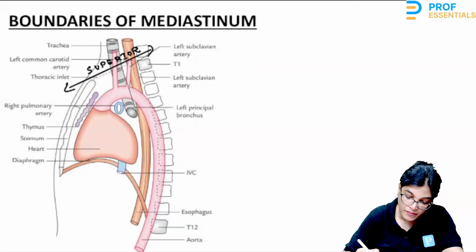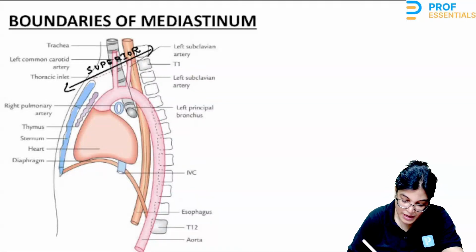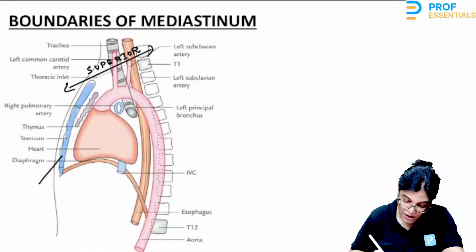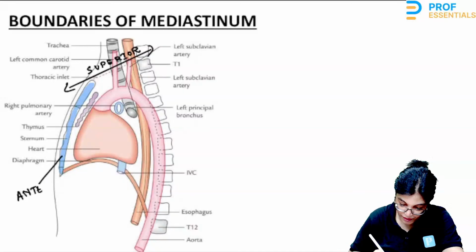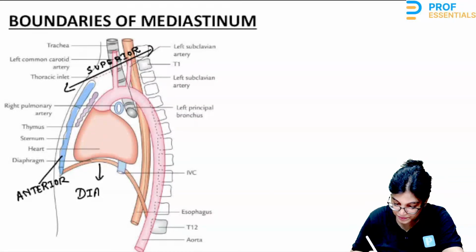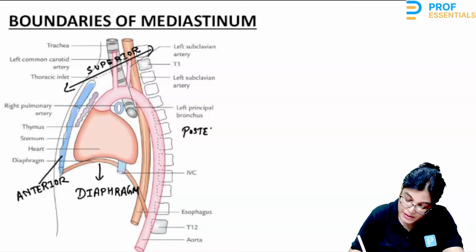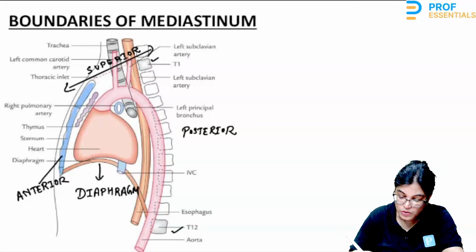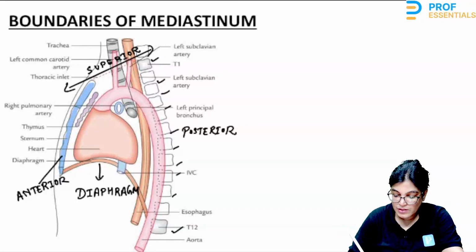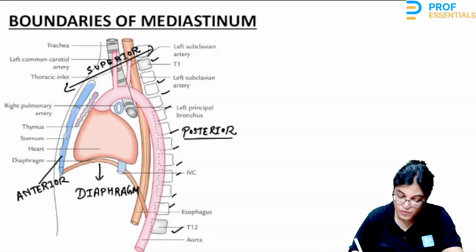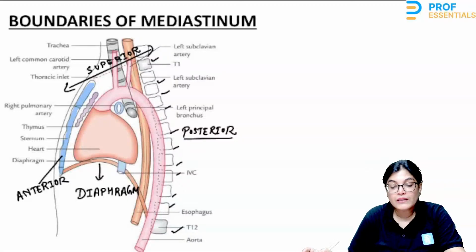There is the sternum. This is exactly the sternum, manubrium sterni, sternal body and the xiphoid process. This is lying on the anterior aspect. Also, in the inferior aspect, we will have the diaphragm. On the posterior aspect, there will be the thoracic vertebrae from T1 to T12. All these thoracic vertebrae shown here form the posterior boundary for the mediastinum. What lies on either side? On either side, we will have the mediastinal pleura.